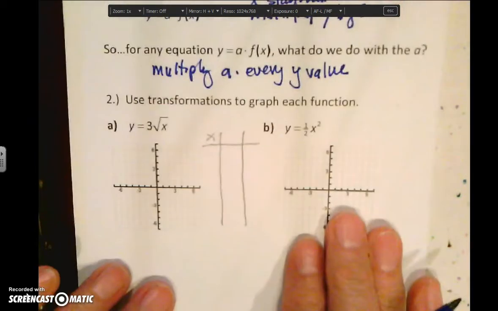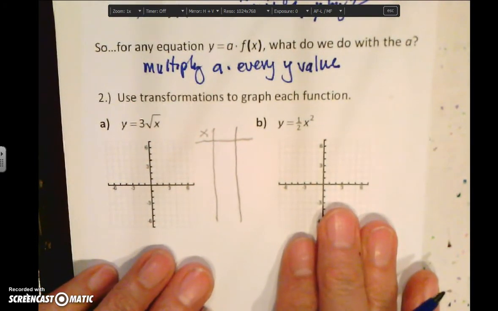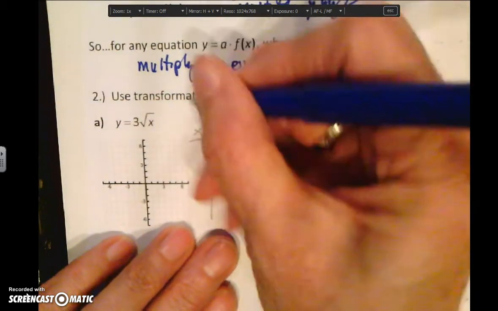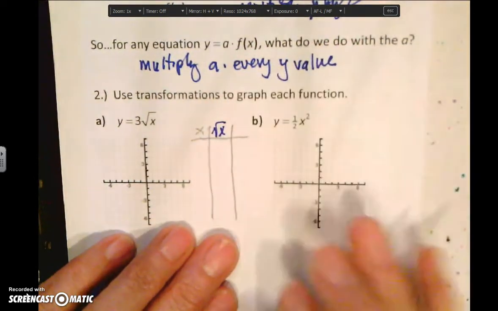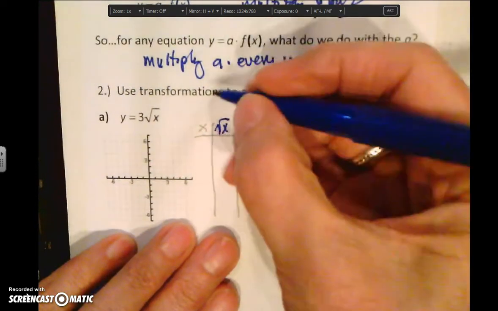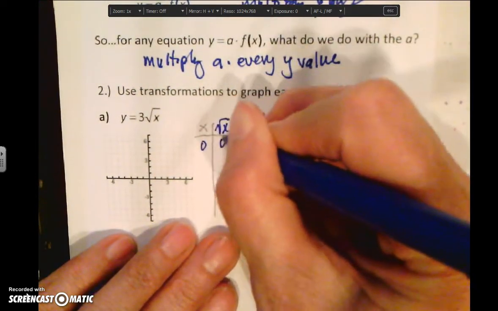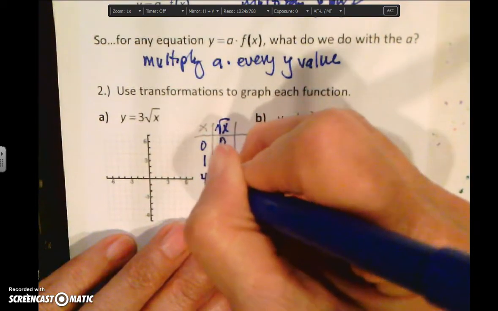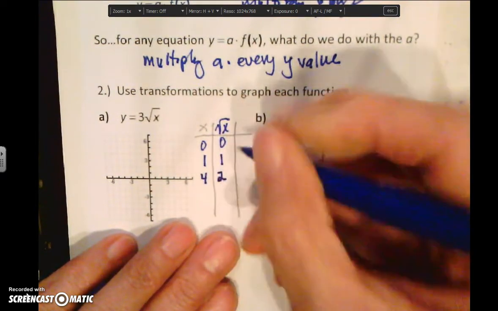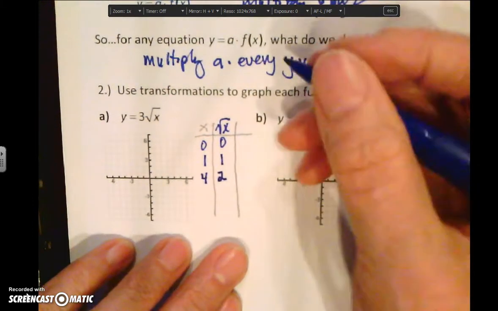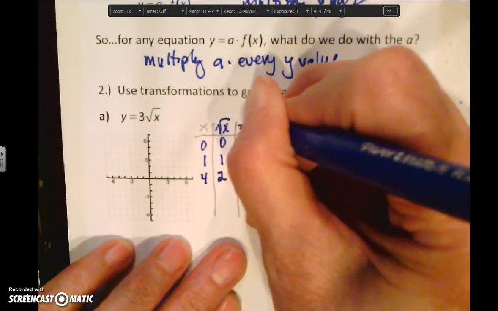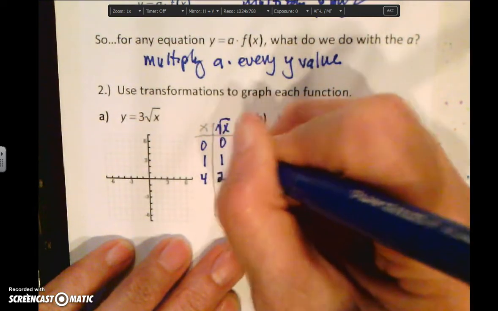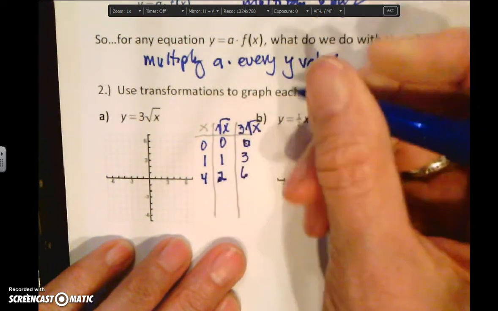All right, so let's give it a try here. So I have y equals 3 square root of x. So what's the parent of this? Okay, good. The parent is the square root of x. So when we do the parent, we're going to have a 0, square root of 0, 0, 1, square root of 1 is 1. We don't want to do 2 or 3, so we'll put a 4 in. Square root of 4 is 2, and we can't do negatives. All right, so now we want to do 3 times the square root of x, so that's going to give us 3 times 0 is 0, 3 times 1 is 3, and 3 times 2 is 6.